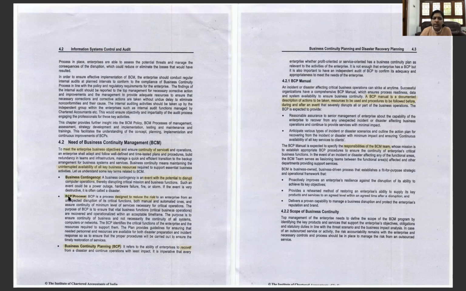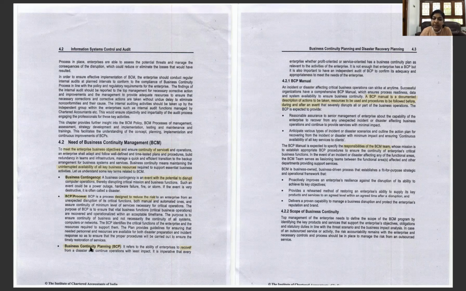So what is a BCP process? A BCP process is designed to reduce the risk of an enterprise. So this is what BCP and DRP focus on. They want to identify the critical aspects, reduce the risk associated with them, and continue the services and provide them 24/7.